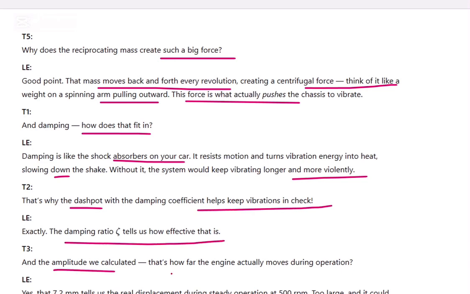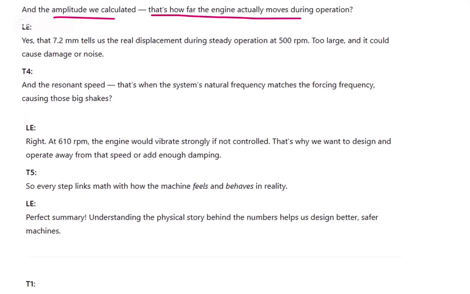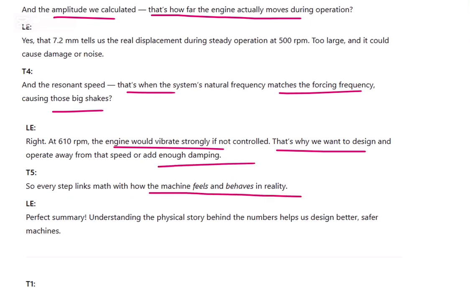The amplitude we calculated is how far the engine actually moves during operation. That's 7.2 mm, right? That tells us the real displacement during operation at 500 rpm. Too large and it could cause damage or noise. And the resonance speed is when the system's natural frequency matches the forcing frequency, causing those big shakes. At 610 rpm, the engine will vibrate strongly if not controlled. That's why we want to design and operate away from that speed or add enough damping. So every step links math with how the machine feels and behaves in reality.